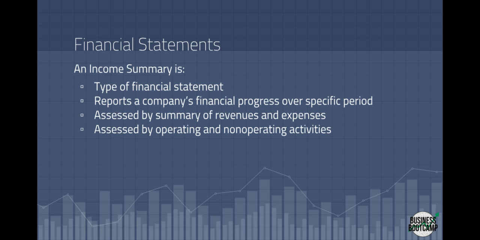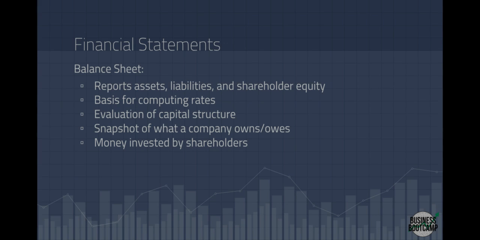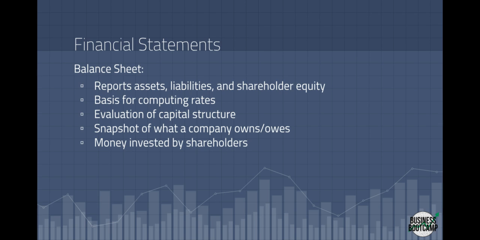The next type of financial statement is known as a balance sheet. A balance sheet reports a company's assets, liabilities, and the shareholders' equity at a specific point in time and provides a basis for computing rates of return and evaluating its capital structure. It is basically a financial statement that provides a snapshot of what a company owns and owes, as well as the amount invested by the shareholders.